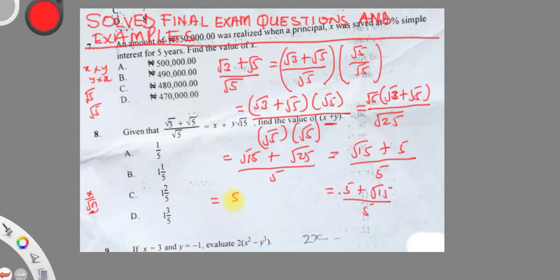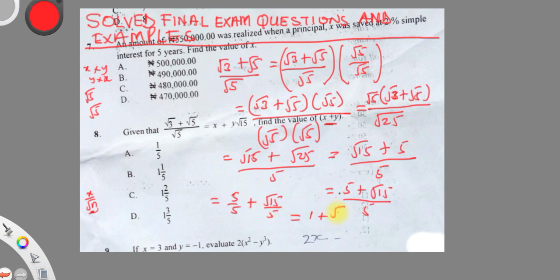You get this is the same as 5 over 5. Then plus square root of what? Square root of 15 over 5, which is equal to 5 over 5, so which is 1. Have you seen? 1 plus what? 1 plus this is the same as what? Okay, we get 1 plus what?